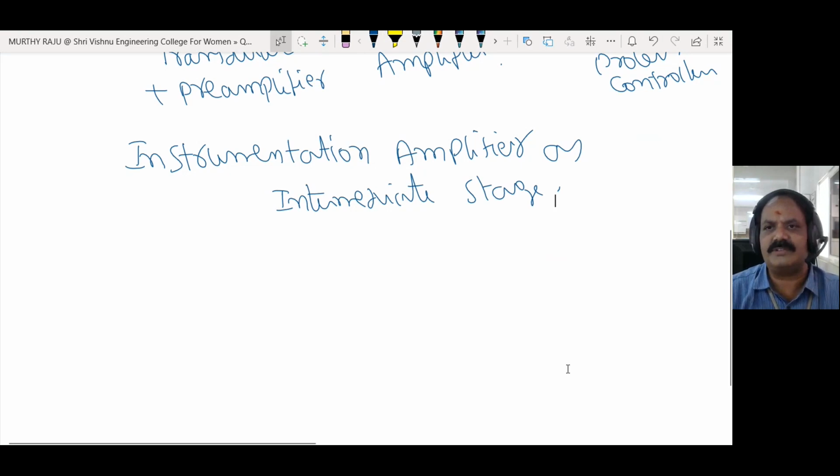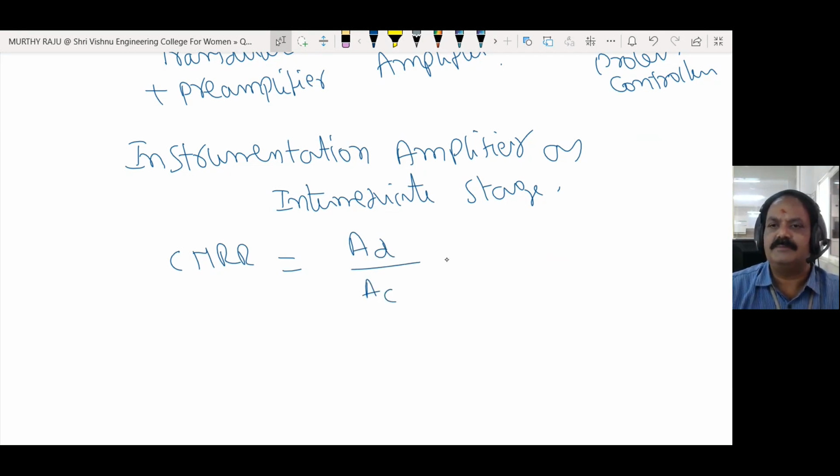What are the functions of instrumentation amplifier? Eliminate common mode signal. That means noise signals are eliminated. Therefore, CMRR, common mode rejection ratio, is equal to ratio of differential gain to common mode gain. Suppose AC is equal to zero, common mode gain is equal to zero. That means noise signals are eliminated.